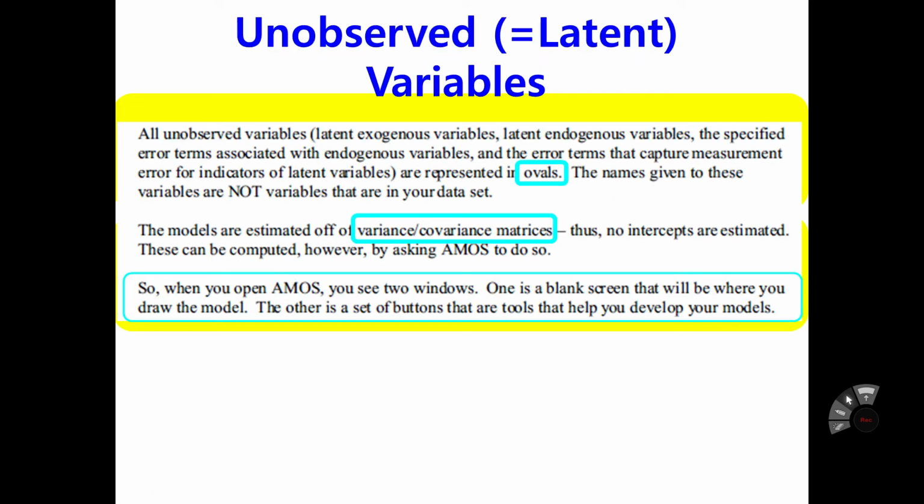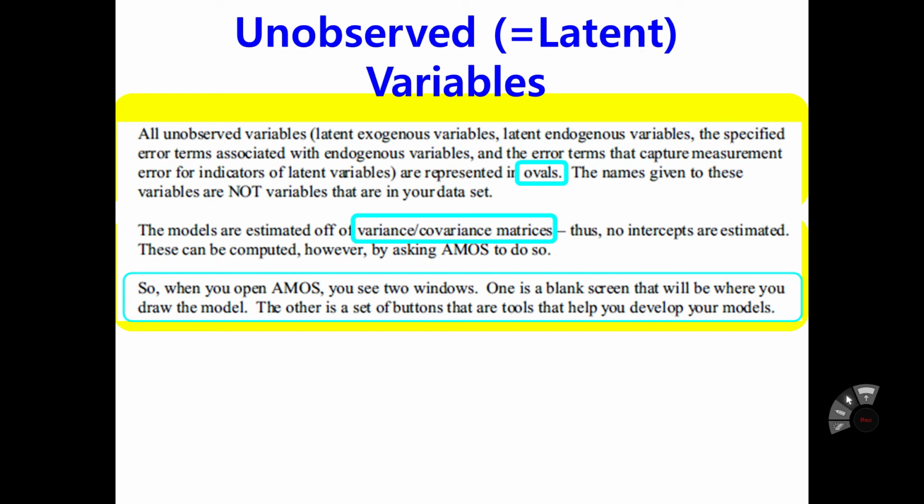Unobserved variables, all unobserved variables, sometimes called latent exogenous variables, latent endogenous variables, the specified error terms associated with endogenous variables, and the error terms that capture measurement error for indicators of latent variables are represented in ovals as opposed to rectangles. So unobserved latent variables are conventionally represented in ovals.